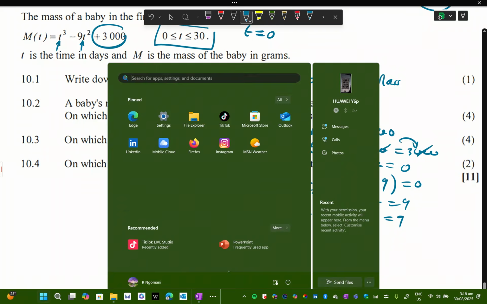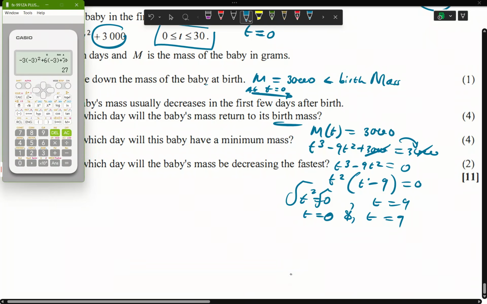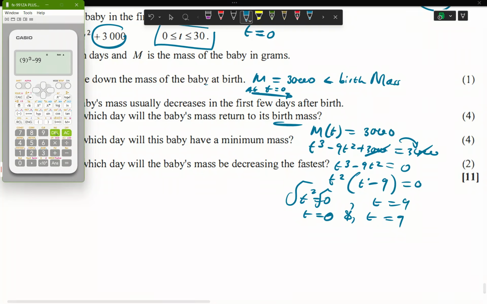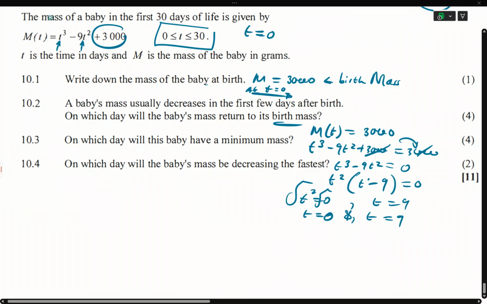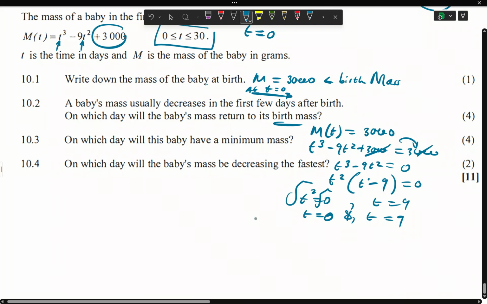Let me confirm. So let's see, if we say 9 cubed minus 9 into 9 squared, and then plus 300, this is 3000. You see, even if you place 0, you still get 3000. So now we can say that since they're looking for, let me read the question.